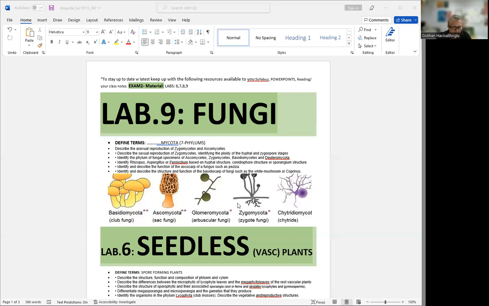Phylum number 2 is Basidiomycota, also called club fungi. There are 25,000 species. They include cultivated mushrooms. Agaricus is under Basidiomycota. The most well-known one is the white button mushroom, Agaricus bisporus, that you can buy in grocery stores. They are the most popular cultivated mushrooms in grocery stores.